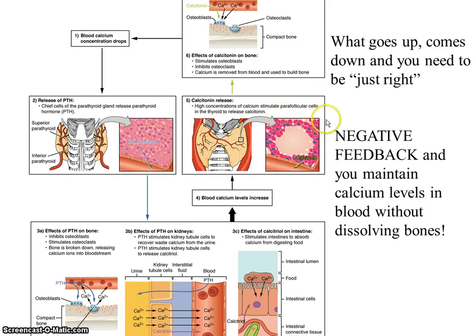If we get too high, then we're going to have negative feedback, and you don't want to keep on dissolving your bones and keep on dumping more and more calcium in the blood. You want to get it to the point where it's balanced.